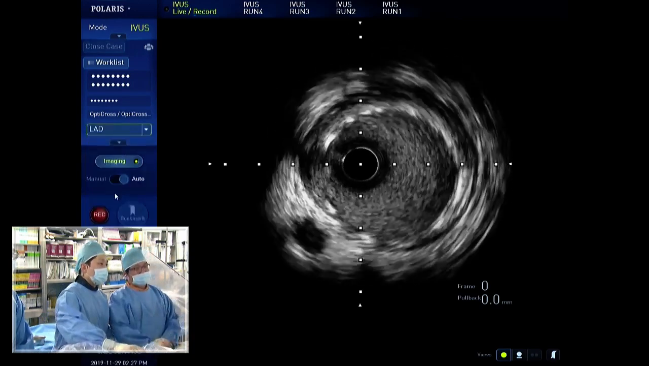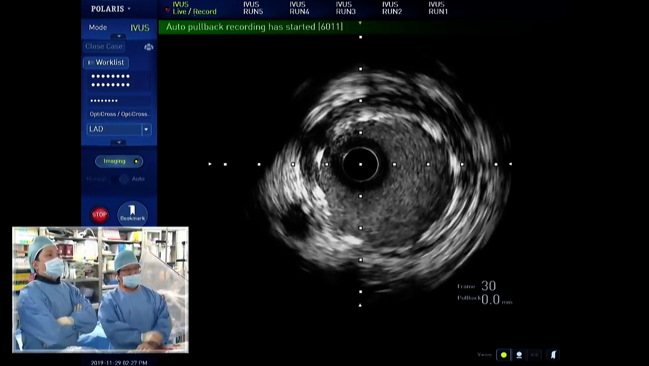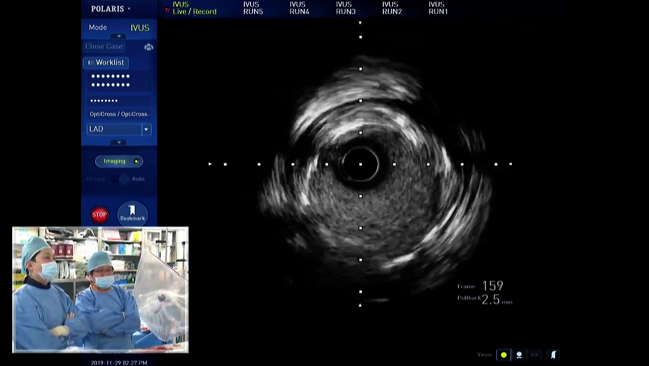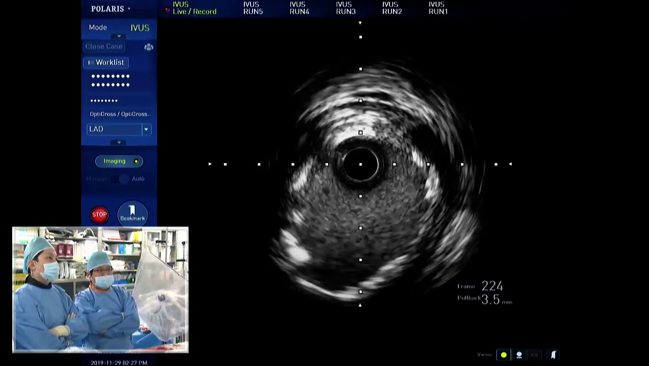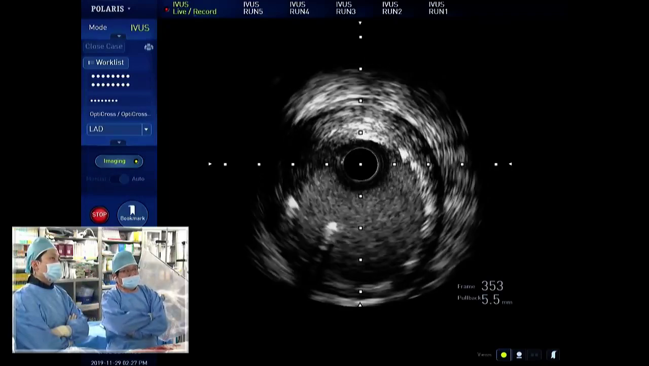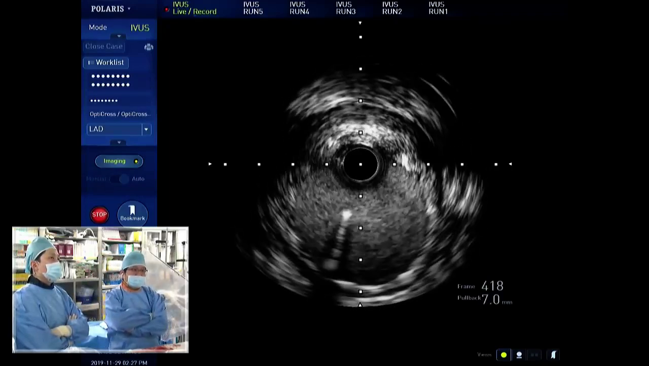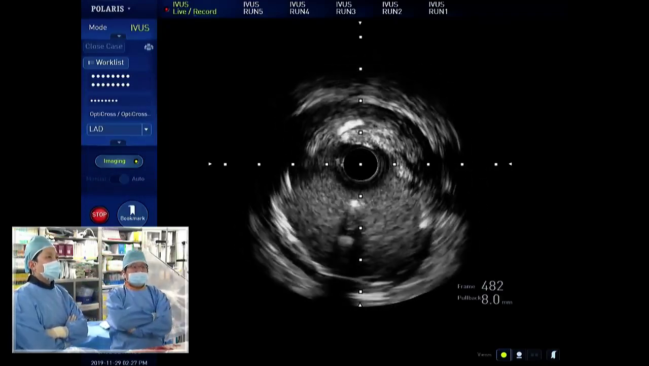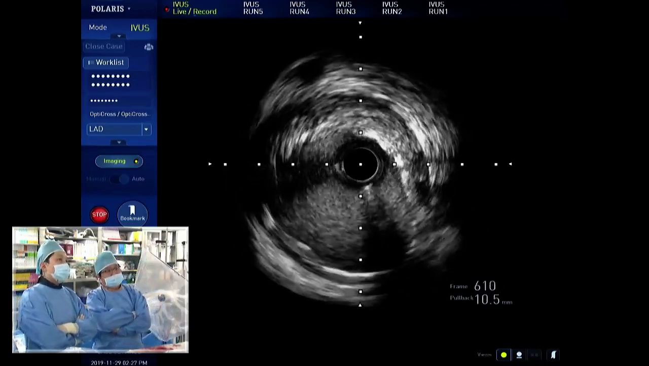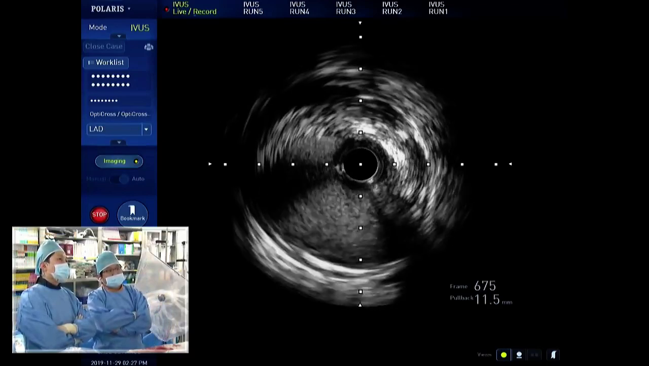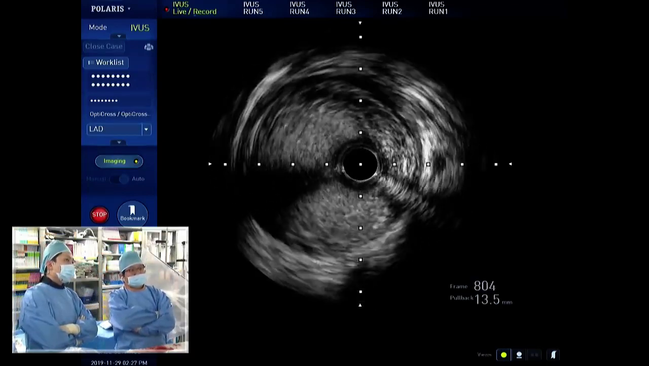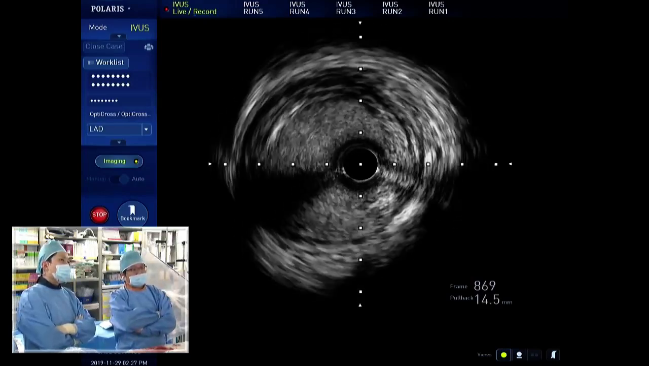This here is LAD. This is the LAD pullback. Another criterion is the LAD ostium, 6. The LAD ostium definitely, with the wire coming, is more than 6. And 7 for the main. Here is the left main, definitely more than 8. And here's the proximal edge of the previous left main stent. The lumen is very wide and the proximal edge is clean, with just mild clog, without acute complication.